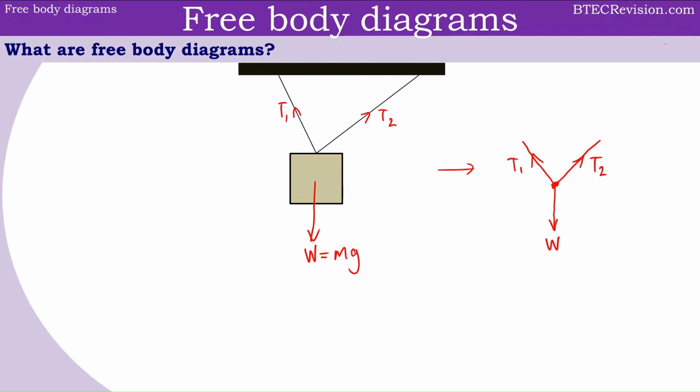Now, in the last lesson, we looked at resolving components, and we can do the same for this topic here. So for tension 1, we can break this down into vertical and horizontal components. And we can do the same for T2. Now let's take the angle between T1 and the vertical component to be angle 1, and the angle from T2 to its vertical component, angle 2.